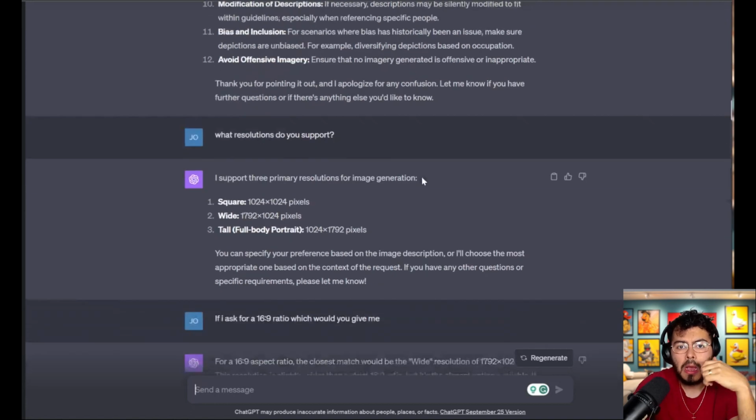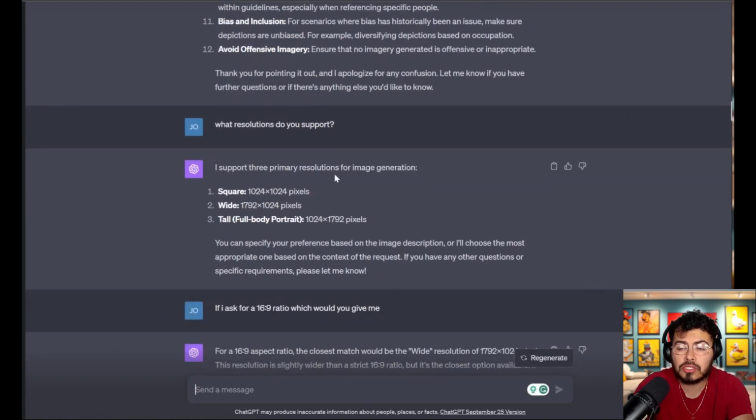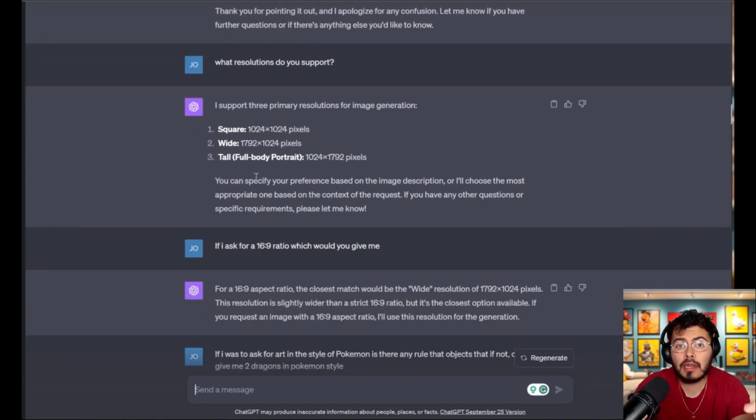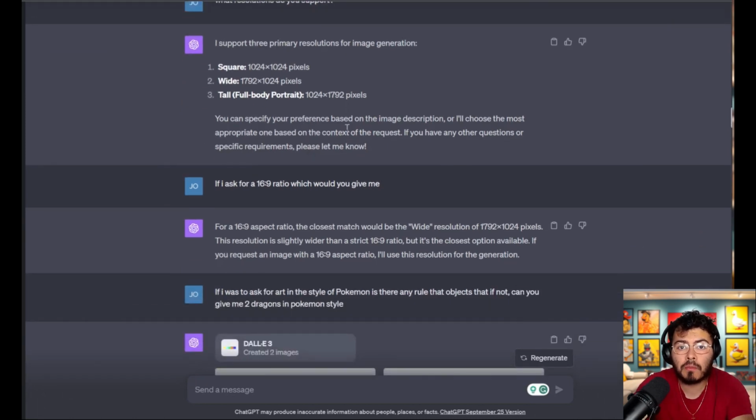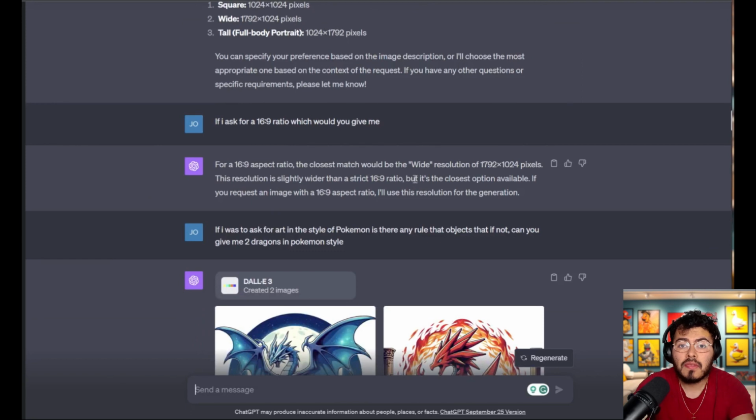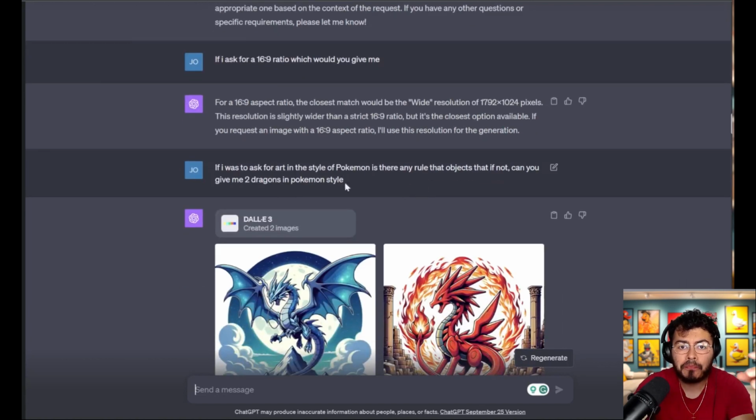All these make sense. I actually wanted to learn what resolutions they support, and like they mentioned, square, that's 1024 by 1024, wide, which is 1792 by 1024, and tall, which is 1024 by 1792. And as a content creator, more for thumbnails, I usually ask for a 16 by 9 ratio, and I was like, hey, just curious, which one would they give me? Which ratio would you give me if I asked for 16 by 9? They would give me the wide resolution, and that would be the 1792 by 1024. So we do learn a lot here.